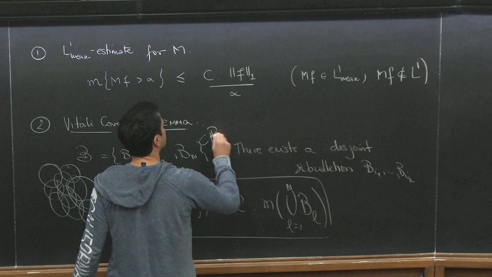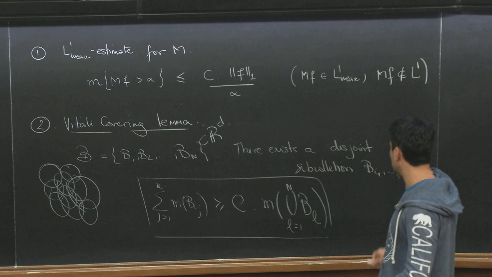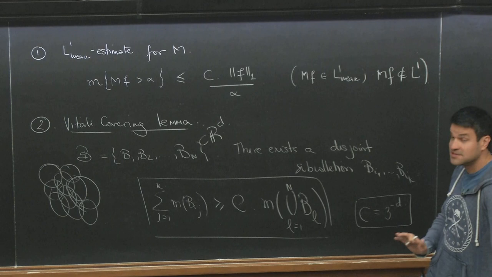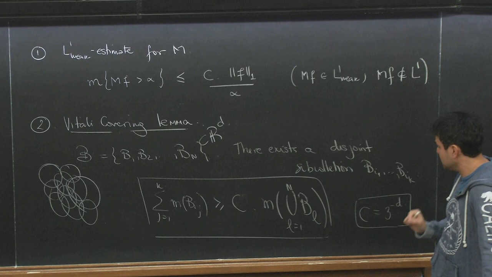So here you are in R^d. And you get this with a constant which is very, very small. You can actually prove this with a constant 3 to the minus d. Well, this was what our proof gave us. So we proved it with the constant 3 to the minus d, which is very, very small. But we don't care, as long as it is universal. It doesn't depend on the collection of balls that you gave me a priori.